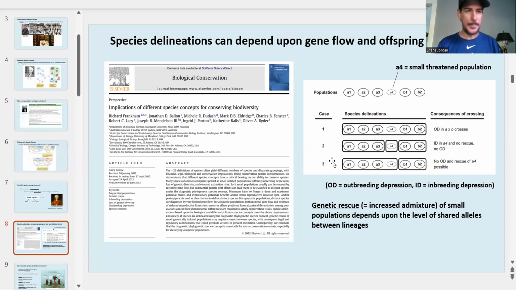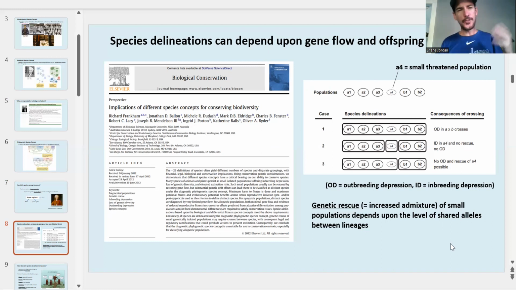And so in this paper, the idea that's suggested is that really just grouping all of the A populations together as one species and the B populations together as one species seems to be a situation where A4 can benefit from some genetic admixture from A1, A2, and A3 if all four populations are exchanging genes via gene flow. And this allows us to have something we call genetic rescue in the case where we have a threatened population.